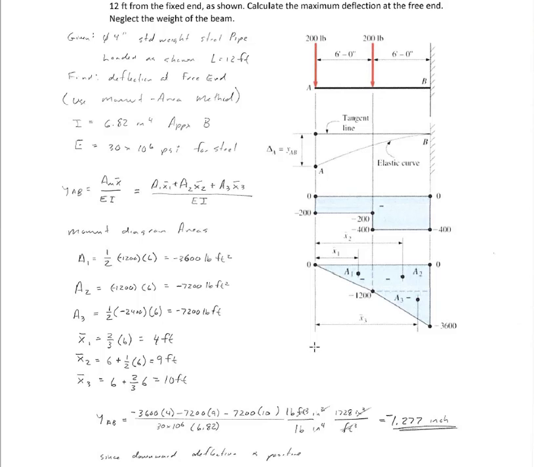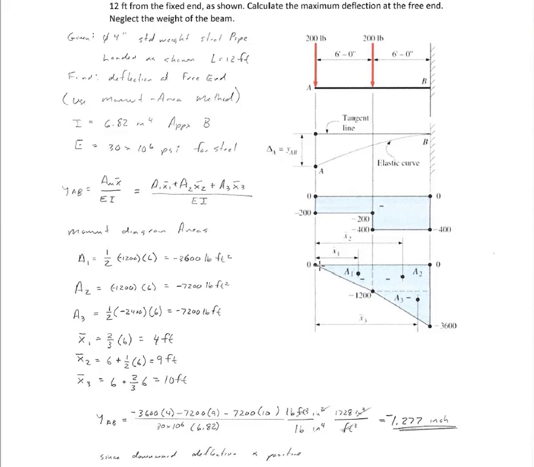Okay, so again, our moment of inertia is 6.82. I found that in Appendix B. And then our modulus of elasticity is 30 times 10 to the 6 psi, and that's for steel. Now the equation we're going to use here is y from A to B equals A sub m times x bar divided by EI. Okay, and that's the area, the moment area. So what we have here is the moment area, right here.